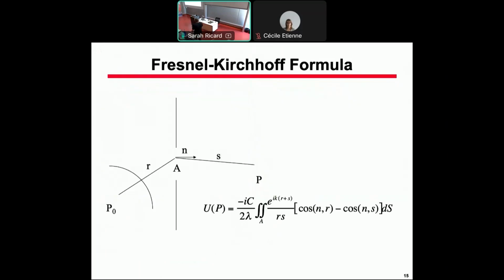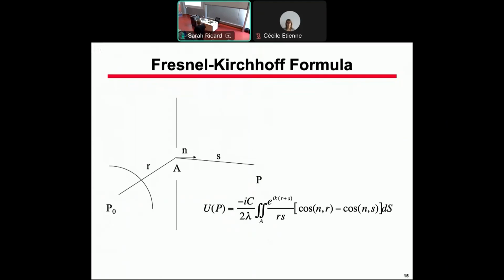So the Fresnel-Kirchhoff formula is what translates this into mathematics. When you want to compute what is diffracted at point P by this aperture, you have to compute this integral. What is important here is to remember that this is a class of so-called strongly oscillating integrals. They are very hard to integrate numerically.